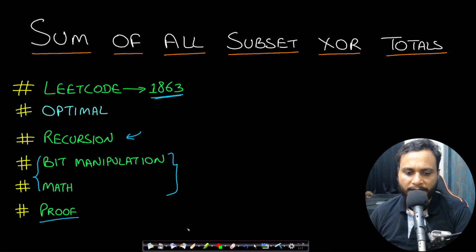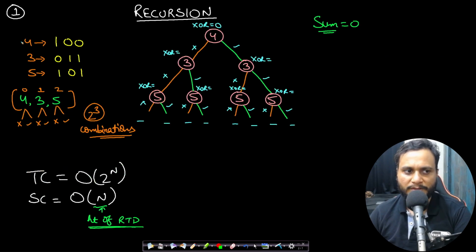Now let's look at how to solve this by recursion. Simply, if I have an array having 3 items, let's say 4, 3, 5, I have already given the bit representation for all of them. Then I can generate all possible subsets, and in order to do that, I can make the recursion tree diagram. I will start iterating from the first item, which is 4, and I will start with an XOR value of 0. I will keep a sum of all the XOR values of every subset, initialized to 0. Now I have an option to either not include this 4 in our subset or to include it.